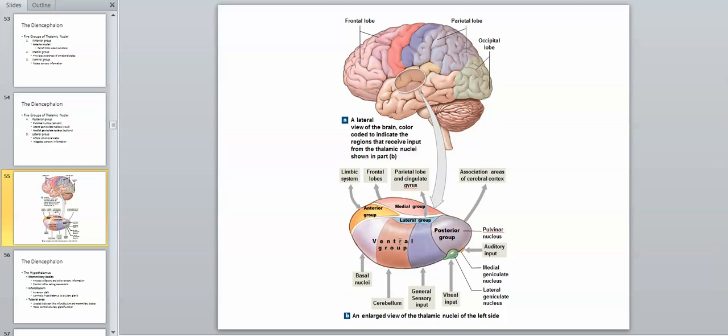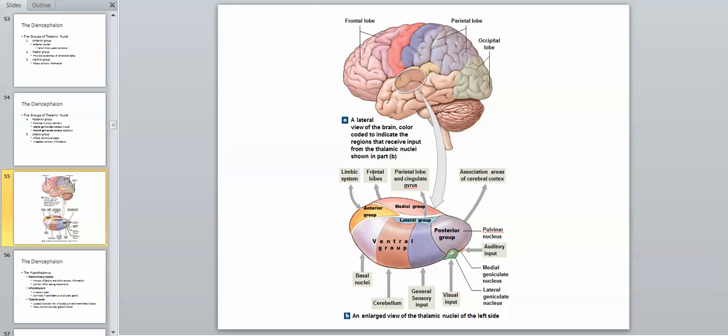And then we're going to have some general sensory input from the body, from the periphery. This is our pain, touch, temperature, and so forth. And then we're going to have our visual input into the lateral geniculate nucleus and our auditory input into the medial geniculate nucleus. So overall, I would just remember the overall functions of these things and where and what they do, what groups they're associated with, i.e. the anterior group is associated with the limbic system.